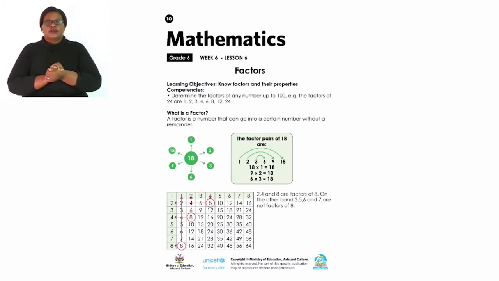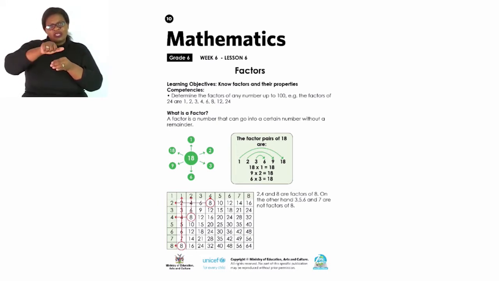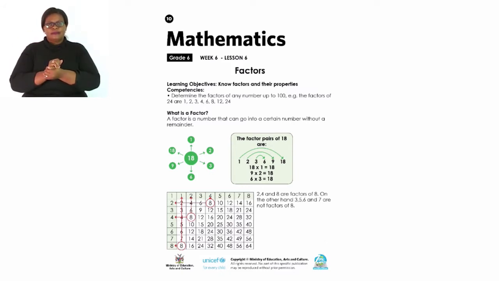For example, the factors of 24 are 1, 2, 3, 4, 6, 8, 12, and 24 itself. But we will look deeper into this topic today. All right, so let's see, what is a factor? A factor is a number that can go into a certain number without a remainder. Okay? There is a factor.